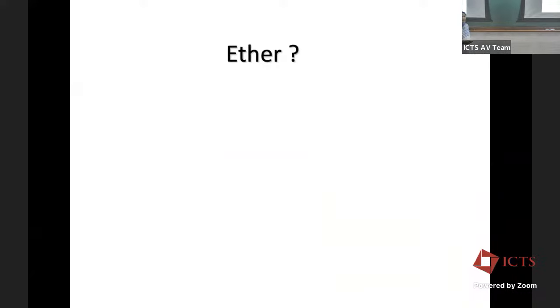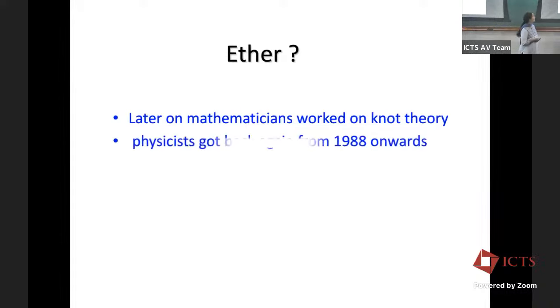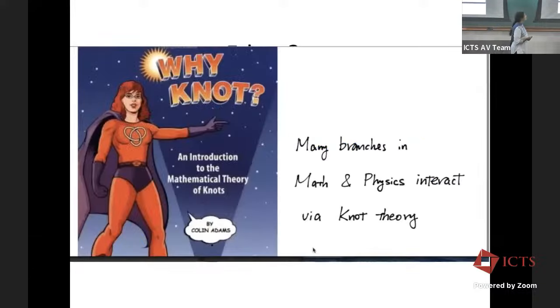Coming back to my periodic table, ether is of course a question mark, it's been ruled out. So then all the physicists lost interest in knot theory. Of course, mathematicians got into it and they worked on this field of knot theory, until 1988, when physicists got back into it using topological quantum field theories. So the history is very nice.